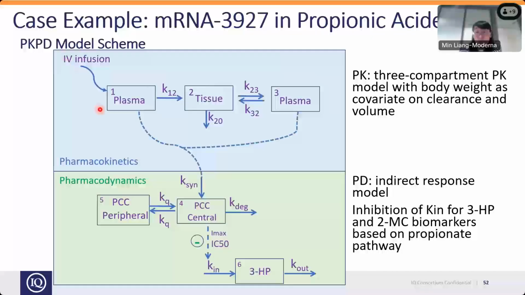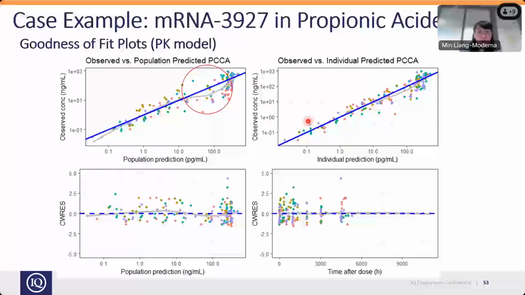So both compartment 1 and 2 are part of a plasma compartment. The total amount of mRNA is then associated with the protein synthesis. So the PCC enzyme activity is then restored to break down the accumulated propionyl-CoA. For the PD biomarker model, we are using a classical indirect response model.